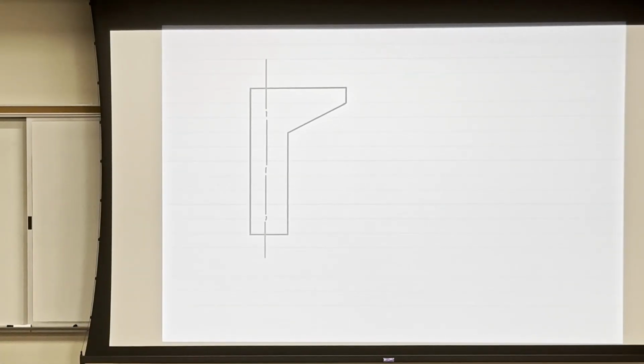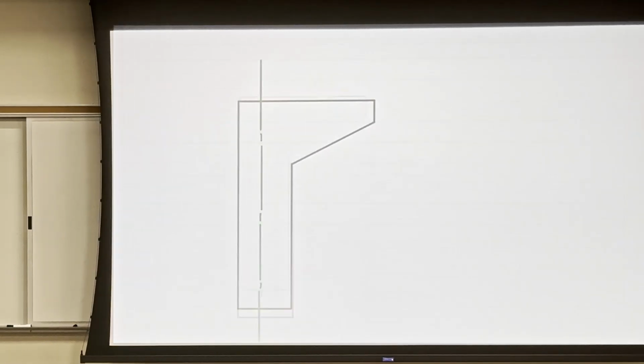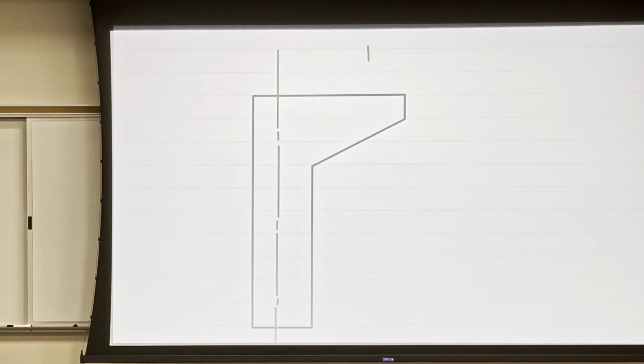Or before solving the example, I do have another example for eccentricity. So if I do have a column like this with a cantilever, which is this part, we call it cantilever or corbel, and I do have a load of P here. Okay? And if we want to take the effect of this load, we want to move this load here along with the eccentricity.